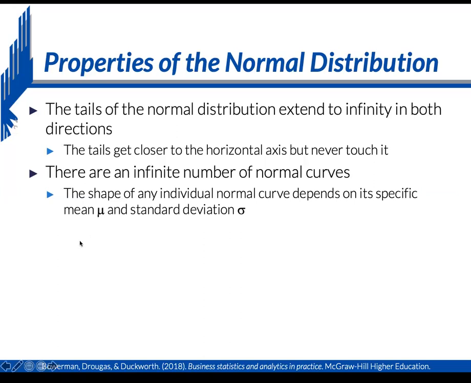Finally, there are an infinite number of normal curves depending on two parameters, the mean and the standard deviation. So as long as a normal distribution has a unique set of mean and standard deviation, then if you compare that to a different normal distribution with a different set of parameters, then they will look different.